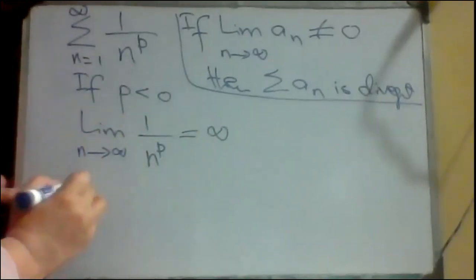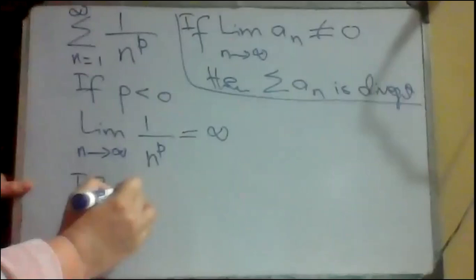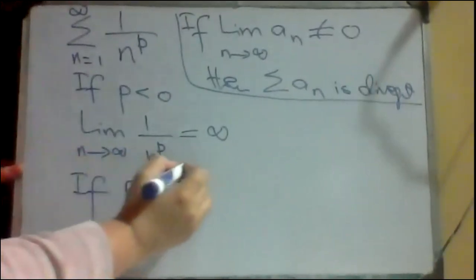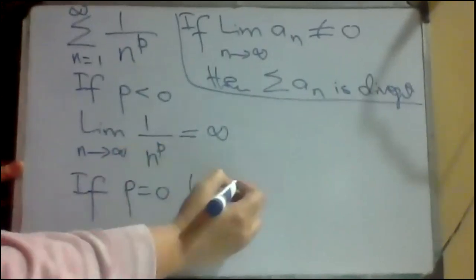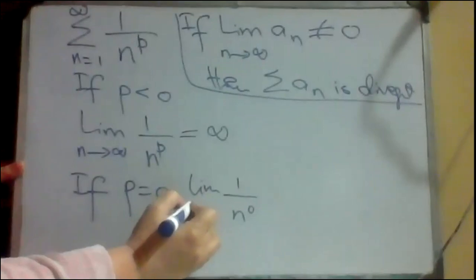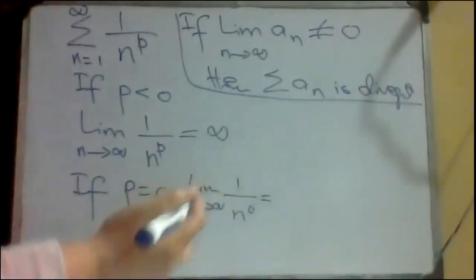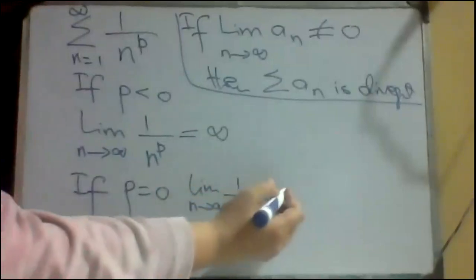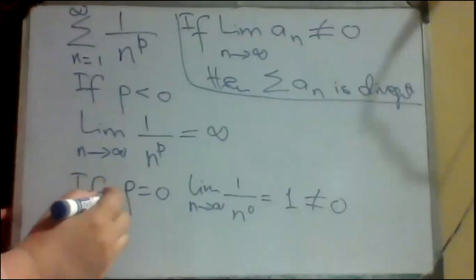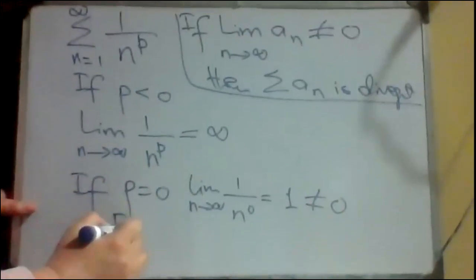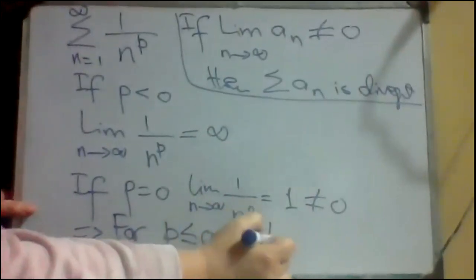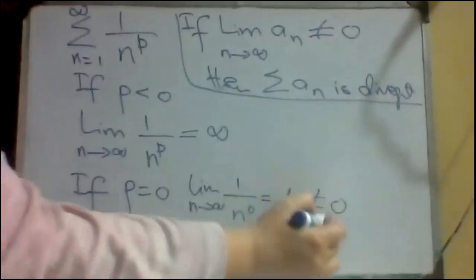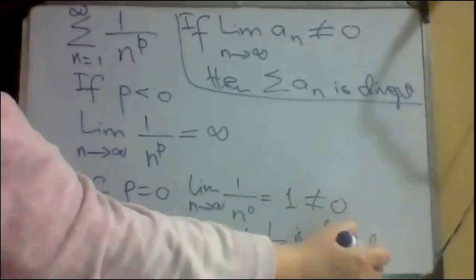And also, if p is equal to 0, then my nth term is 1 over n to the power 0. That is 1 over 1, and as n approaches infinity, it becomes 1. That is, it is not equal to 0. This implies that for p less than or equal to 0, my series 1 over n to the p is divergent.